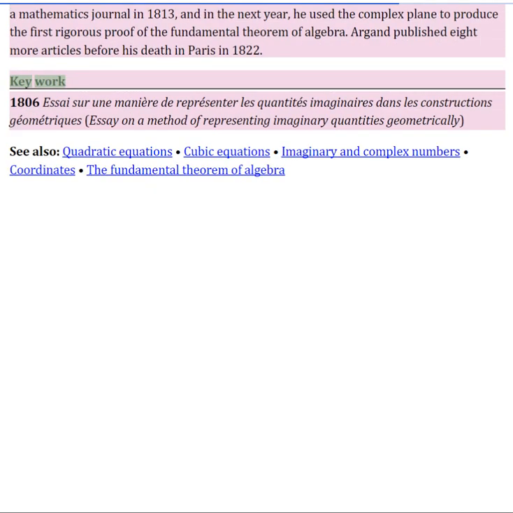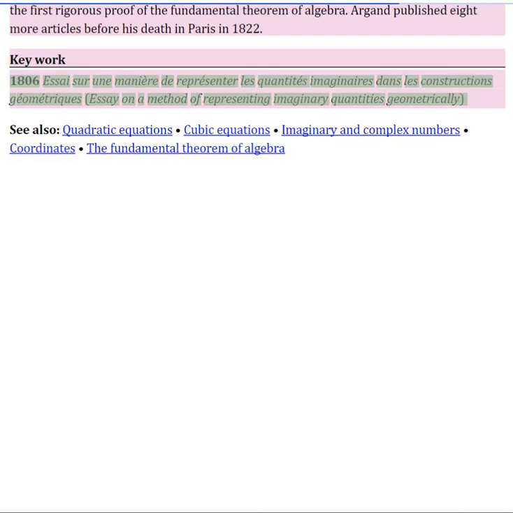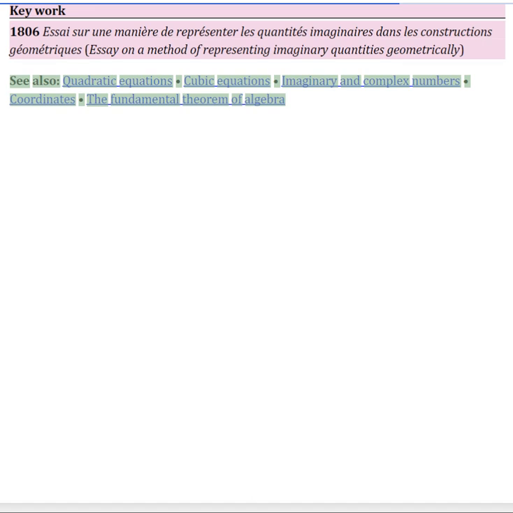Key work: 1806, Essai sur une manière de représenter les quantités imaginaires dans les constructions géométriques. See also: quadratic equations, cubic equations, imaginary and complex numbers, coordinates, the fundamental theorem of algebra.